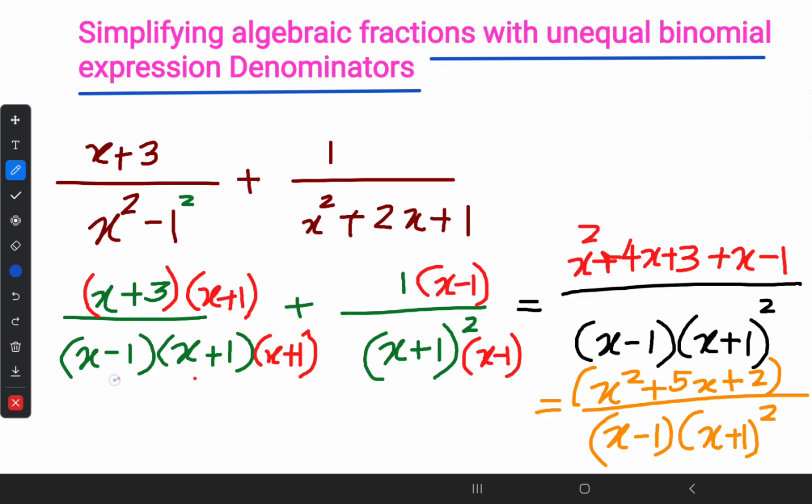So since it is having (x − 1) into (x + 1), we need another (x + 1) quantity. That's why I multiplied the first fraction by (x + 1). The second fraction is already having (x + 1) square, so it should be multiplied with the (x − 1) factor. Thereafter, you need to do the expansion for the numerator, final simplification. That will give you the answer as (x² + 5x + 2) divided by (x − 1) times (x + 1) whole square as the solution for the algebraic fraction.